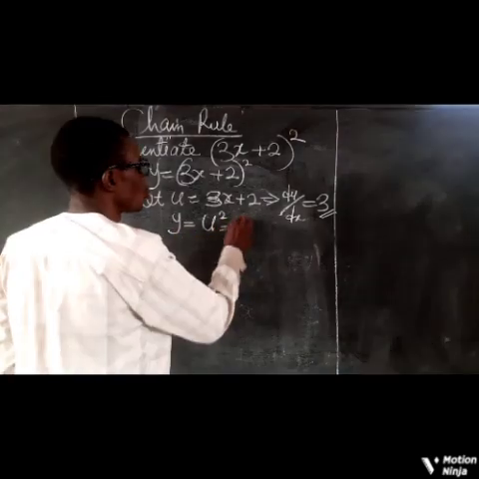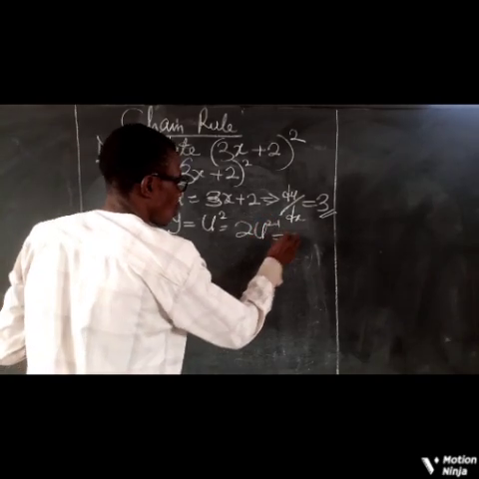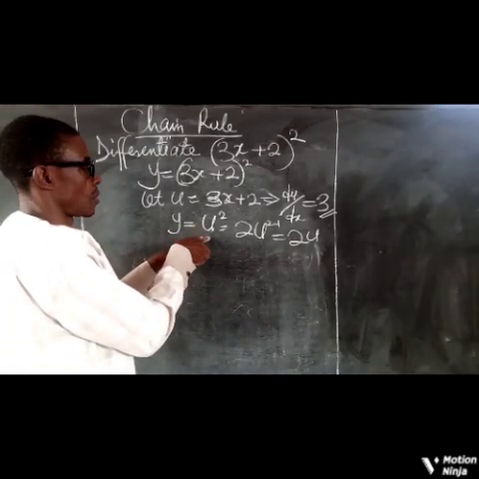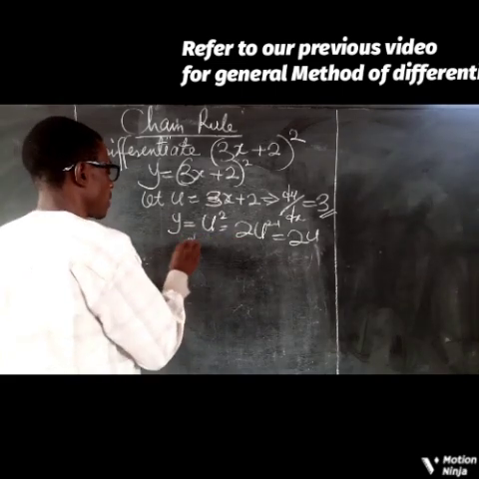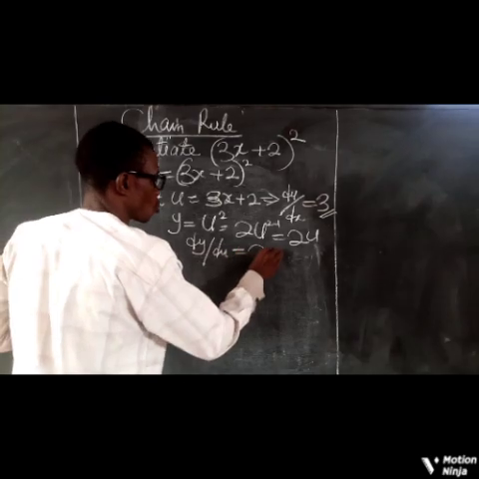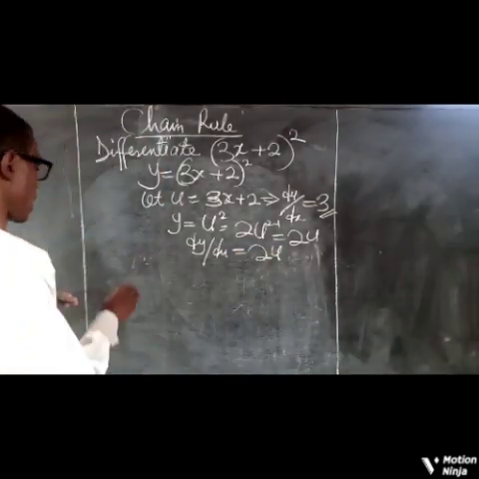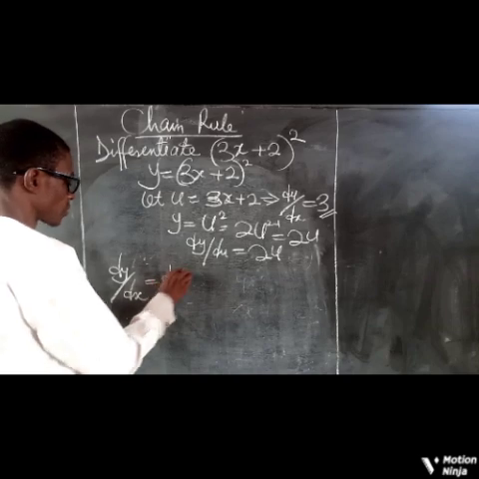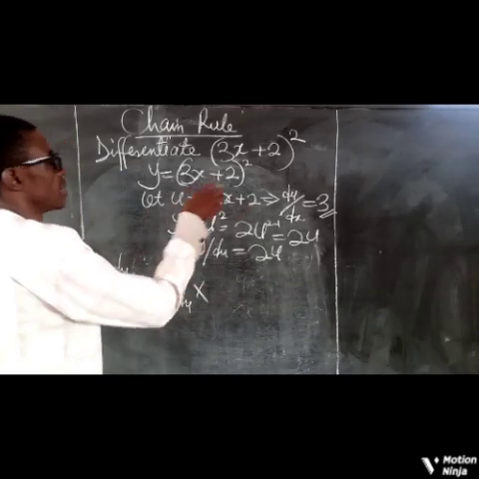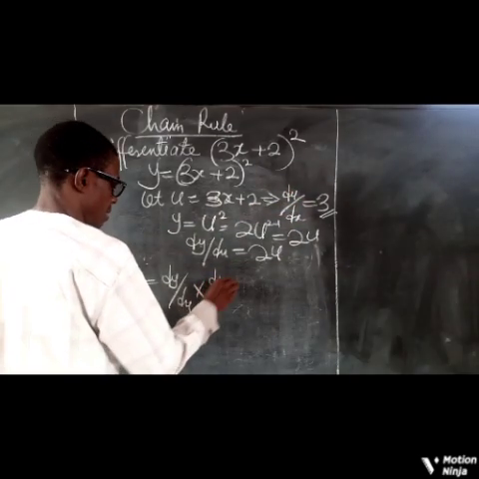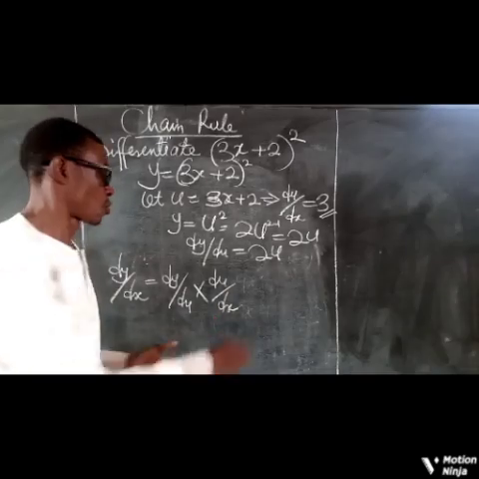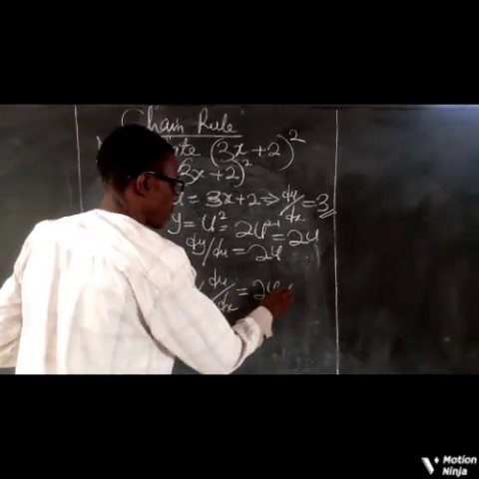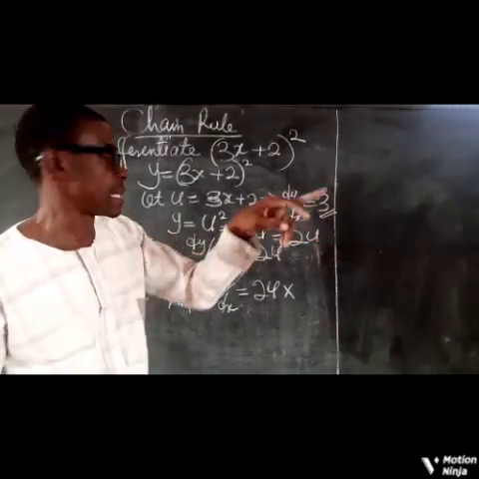Differentiating this now, we'll have 2u, since it's 2 minus 1, so it is equal to 2u. We have gotten two expressions. This is dy over du, which is equal to 2u. Now, the formula for the chain rule is that dy over dx is equal to dy over du times du over dx. This is the formula for the chain rule. With our expression here, dy over du is 2u, multiplying du over dx, which is 3.